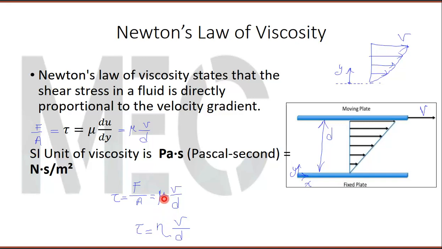Let's work with this formula for now. What is the unit for mu? The unit for tau is Pascal. This is meter per second. This is meter. So we have 1 over second here, and times the dimension of mu is Pascal. Therefore, the dimension of viscosity is Pascal times second. And if Pascal is written as Newton per meter squared, we can write the unit of viscosity as Newton second over meter squared.